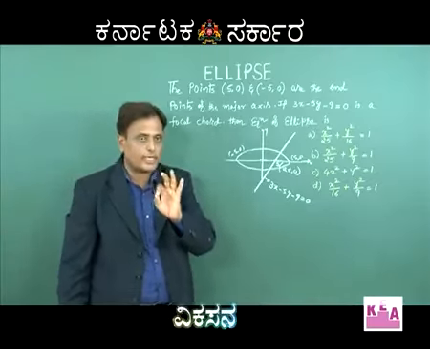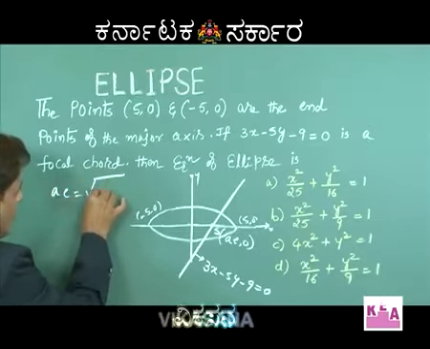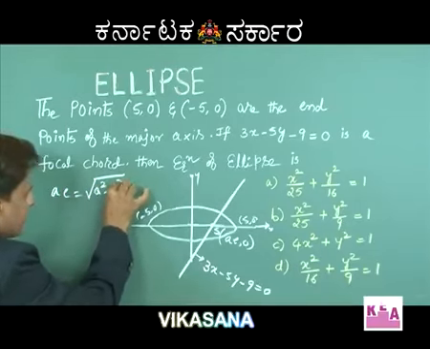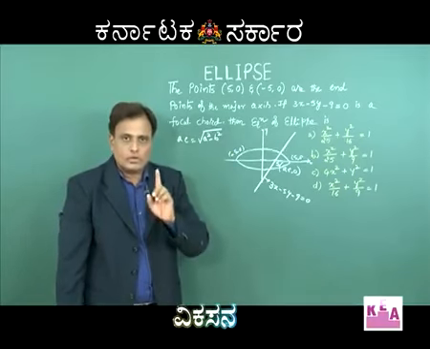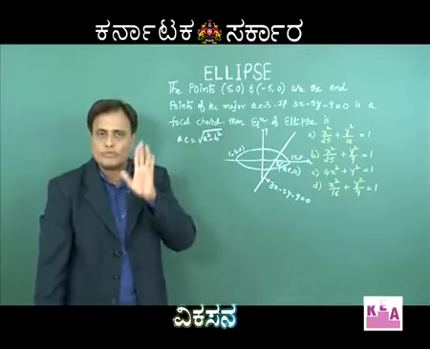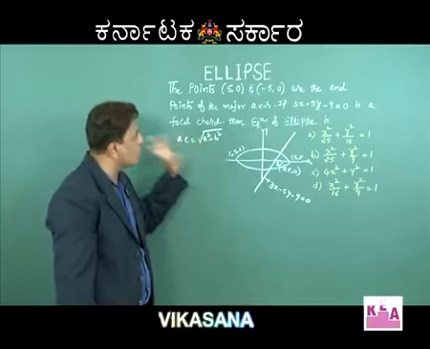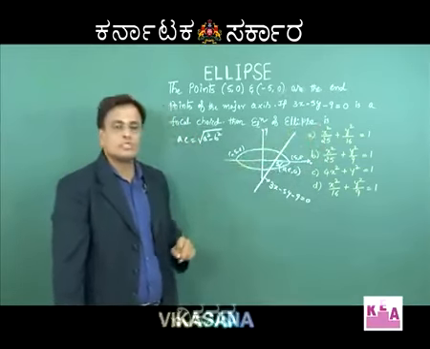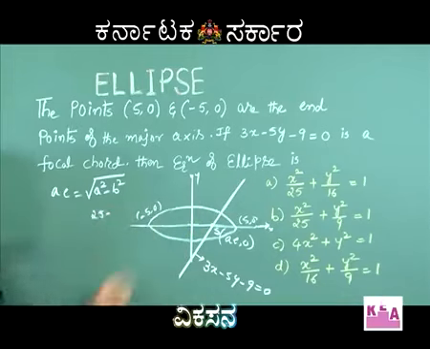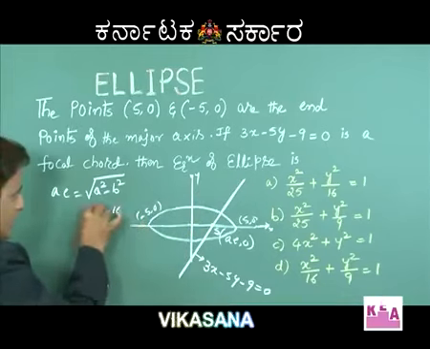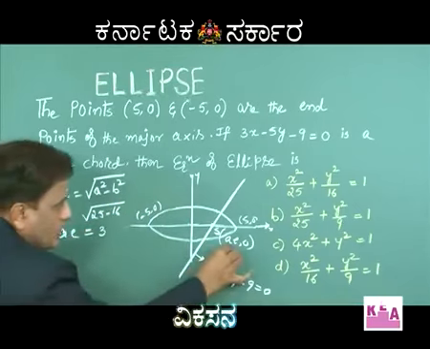Note down this important thing: ae is always equal to square root of a square minus b square. Always in an ellipse, ae is equal to square root of a square minus b square. We will check it from the options now. First option, what is the value of a square minus b square? x square by a square plus y square by 16, a square is 25 minus b square is 16. I think it will be 3. That means the point will become 3, 0.